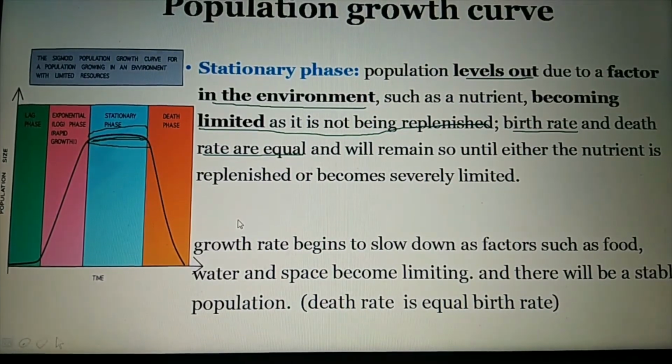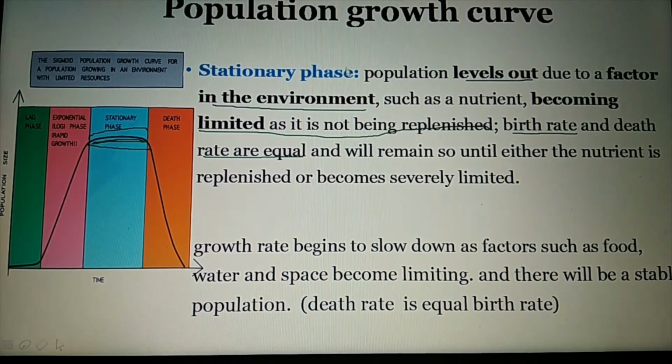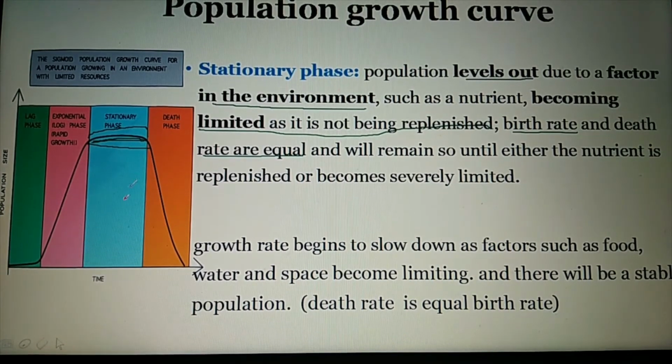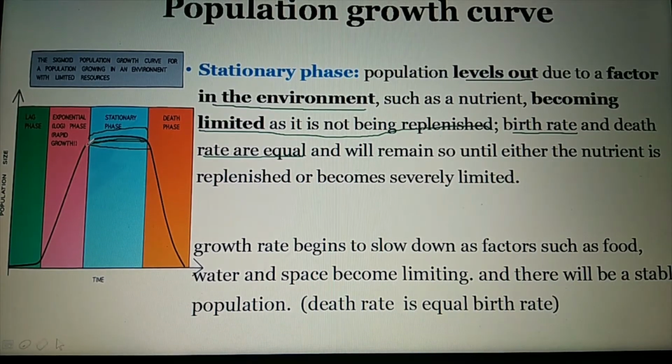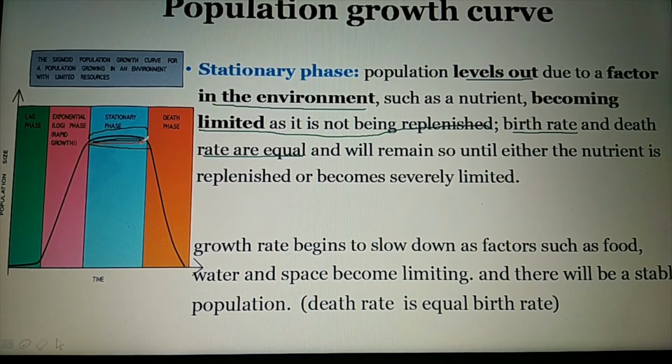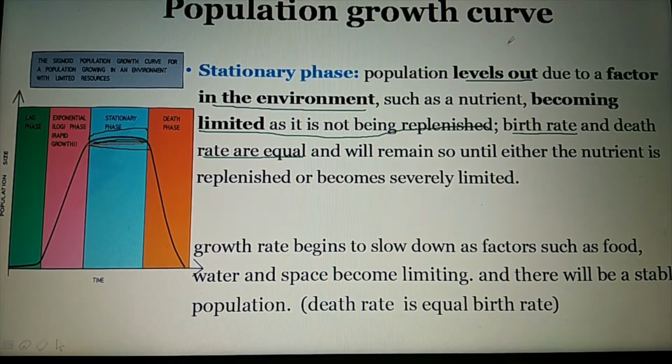Okay, so we go to the stationary phase. So what happens during the stationary phase? In this stationary phase, look at this. The birth rate is equal to the death rate. Okay, so the population levels out.